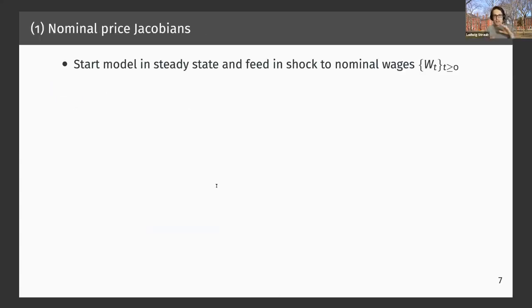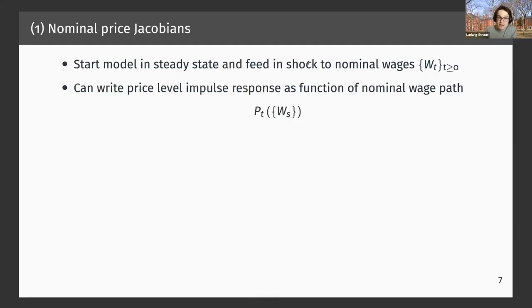Okay, so we're going to start the model in the steady state. We're going to feed in a shock to nominal wages, so some arbitrary path for nominal wages, and based on what I told you already, you know that given any path for nominal wages, you can back out, by solving the menu cost model, what the implied path of prices is, right? That's the outcome of this model.